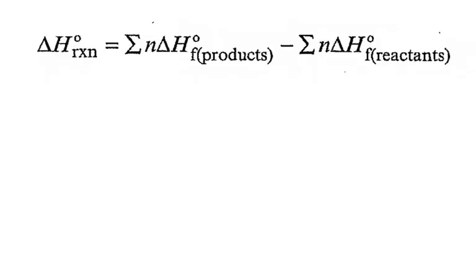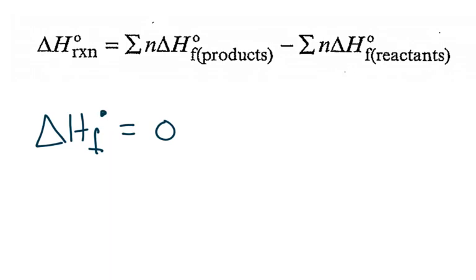One note to make is that the delta H of formation for elements, and that includes diatomics, is 0. So you'll notice, let's say sodium or iron or a diatomic such as oxygen gas, the delta H of formation value is 0. A lot of times, they won't even give you that value. They'll assume that you know it's 0.